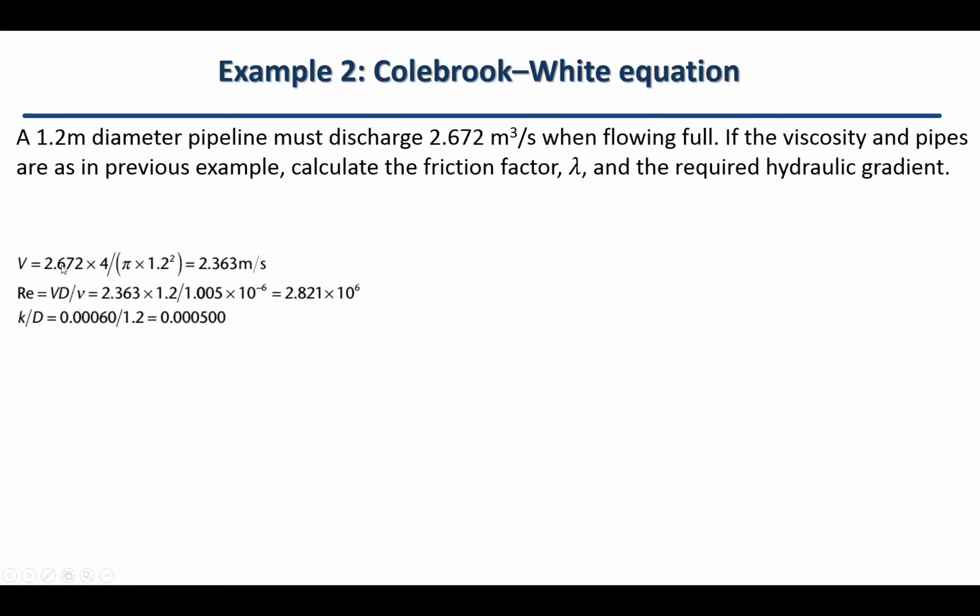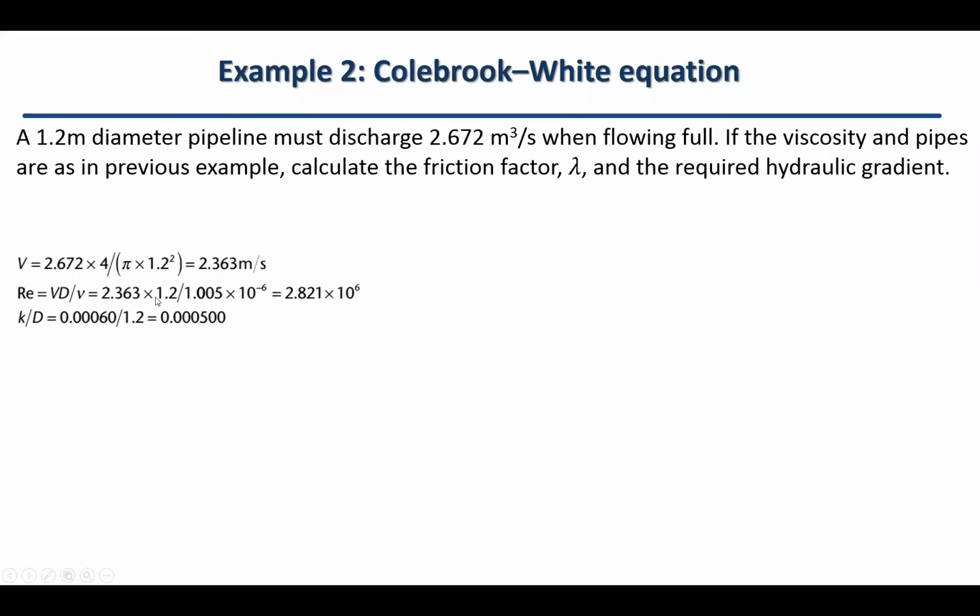The continuity equation is Q over A. Q is 2.672 divided by A. A is the area, for the circular cross-section, pi times diameter squared, 1.2 meters squared, over 4. The 4 comes to the top of the ratio, and the velocity here is calculated as 2.363 meters per second. Once you have the velocity, we need to calculate the Reynolds number and the K over D.